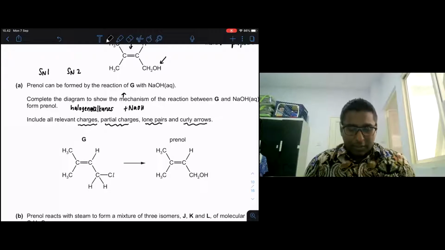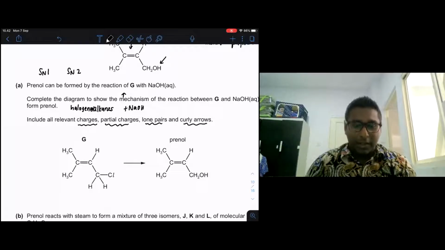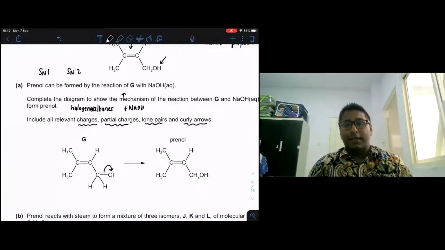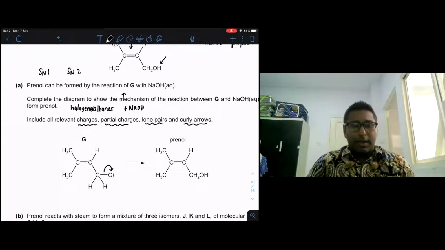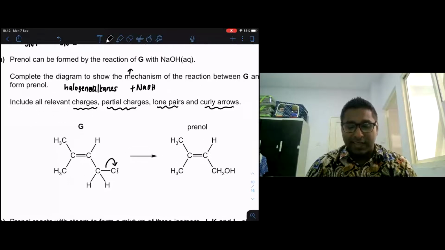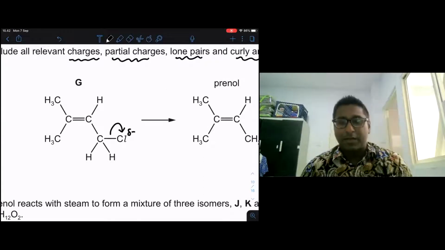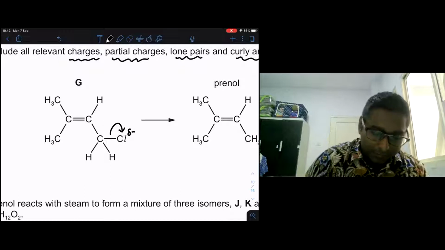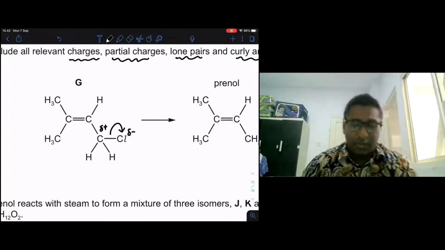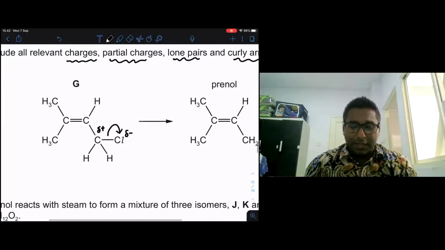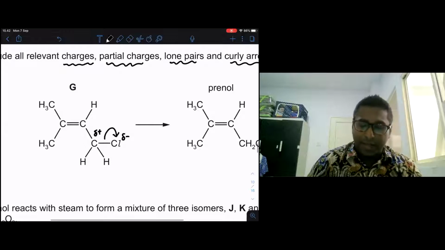If I want to show this, first of all I need to show that this is going to go over here. The electrons between the carbon and chlorine will go towards Cl. So this one is going to become a partially negative charge, and this one is going to be a partially positive charge. Now you have this situation over here, and the next situation is going to be you have the NaOH.